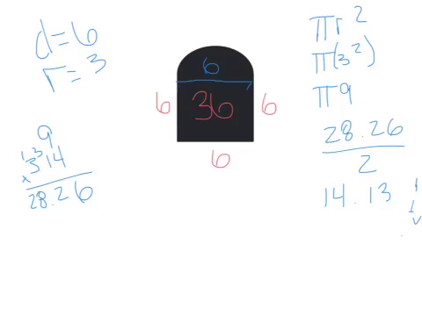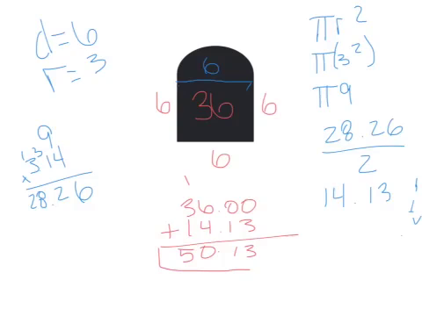So I've got a square with the area of 36 and a semicircle with the area of 14.13. Add them together. 6 and 4 gives me 10. 1, 3 gives me 4, plus the 1 gives me 5. And I have a complete area of 50.13.